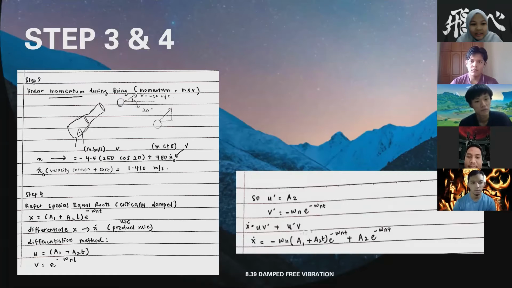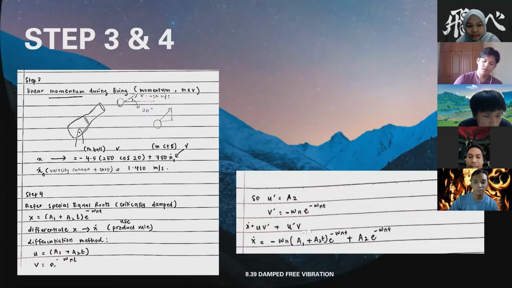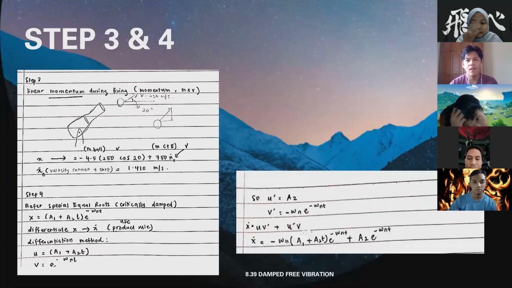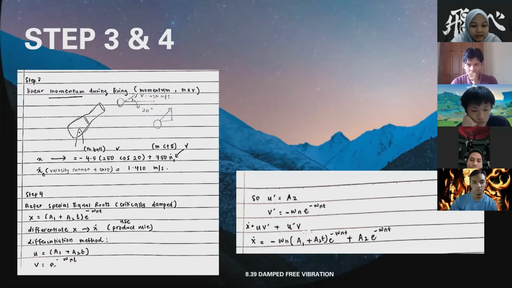I'll be explaining how to determine the velocity of the cannon and kite. First, we have to do a linear momentum equation in the horizontal direction to find the cannon and kite velocity. From that we assume that the right direction is negative. You can see that 750 is the mass of the cannon, and x dot is the velocity of the cannon and kite that we want to find. From that equation, we set it equal to 0, and then we obtain the velocity.